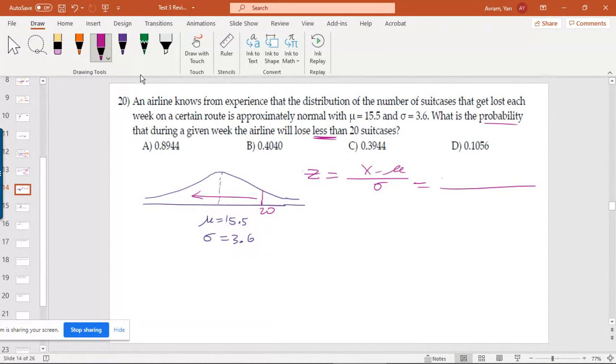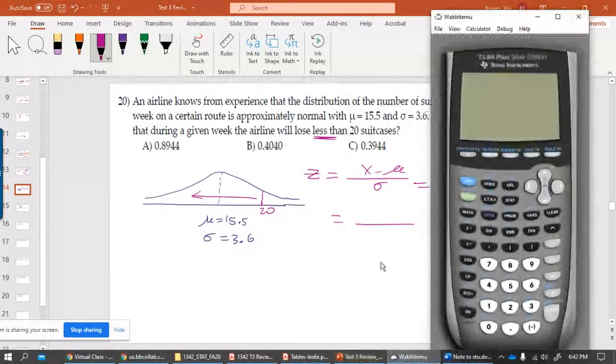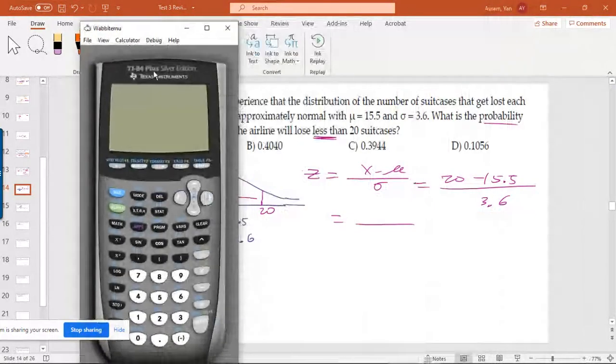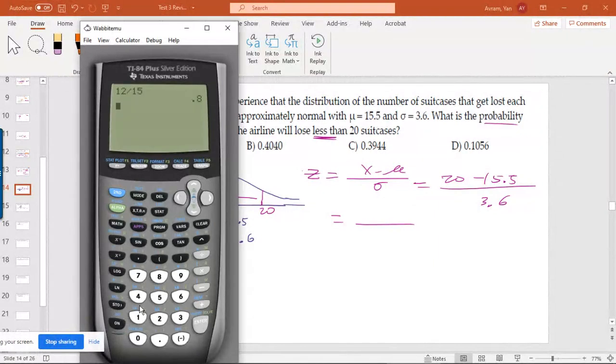All right, so I have 20 minus 10.5 divided by 3.6. Make sure, if you want to use the calculator and type everything at one time, you will need a parenthesis. Very important, I'll show you. So this one is 20 minus 15.5. Make sure you use the parenthesis.